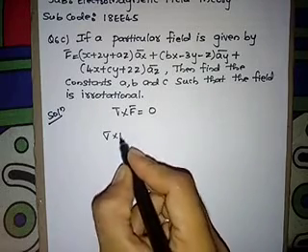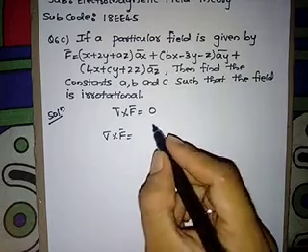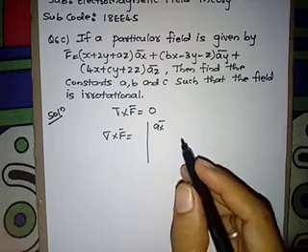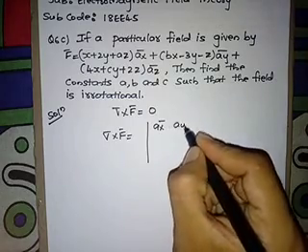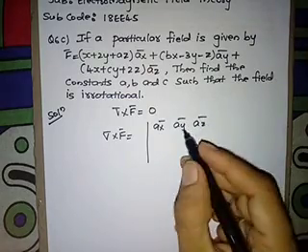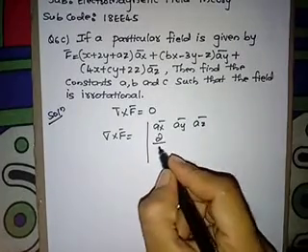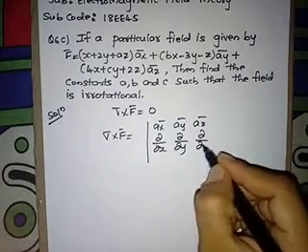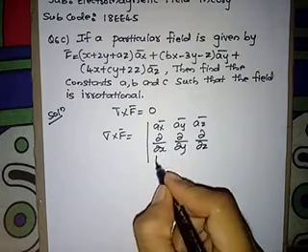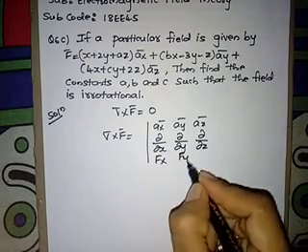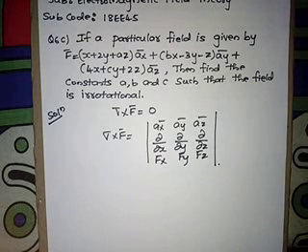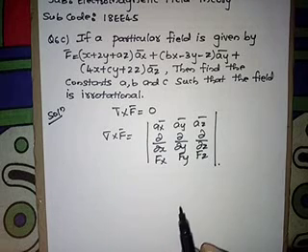So del cross f bar is equal to the determinant. How do you find the cross product? That is ax bar, ay bar, az bar, then dou by dou x, dou by dou y, dou by dou z, then we have fx, fy and fz, right? So this is how we find the curl, del cross f bar.